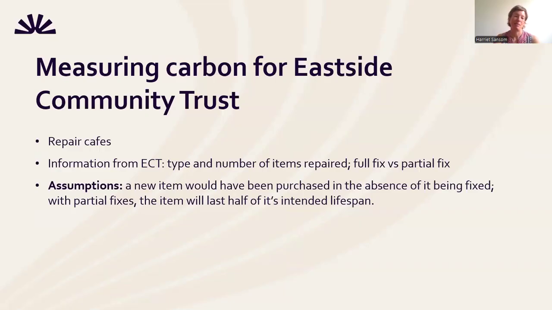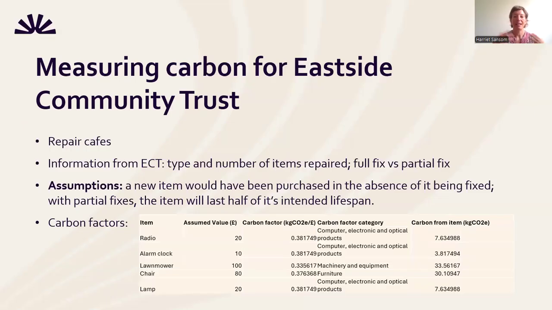And again, we made some assumptions. So we assumed that a new item would have been purchased in the absence of it being fixed. And for partial fixes, we made the assumption that the item would last about half of its intended lifespan. And then we again went to the national carbon factors and applied them to the value of the items that were fixed.